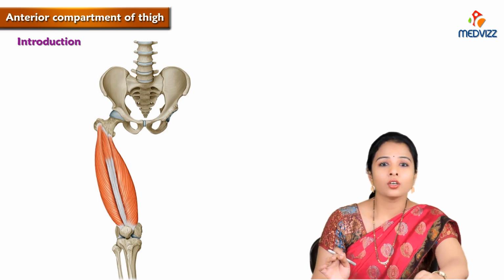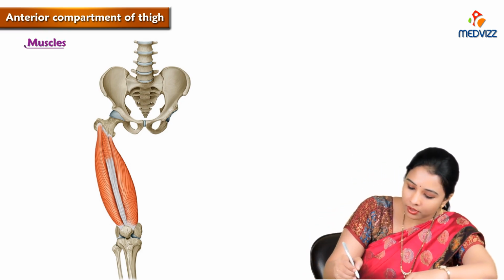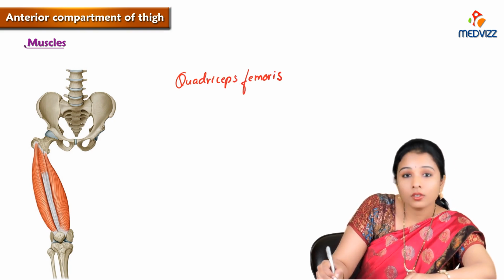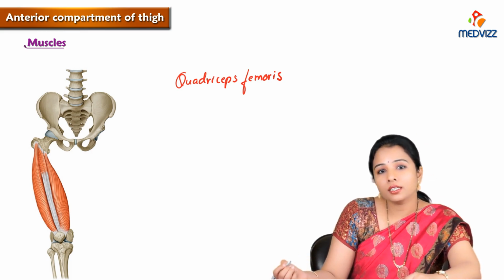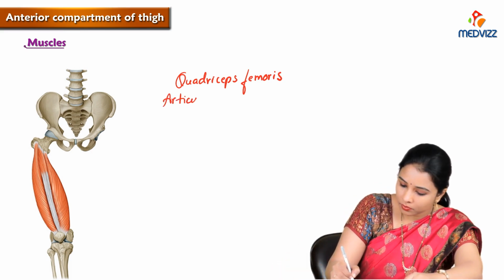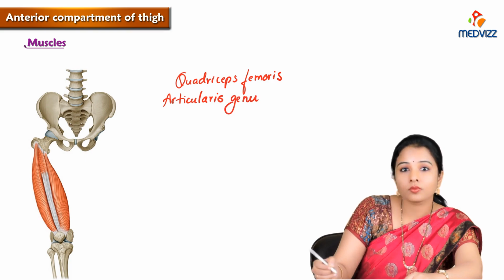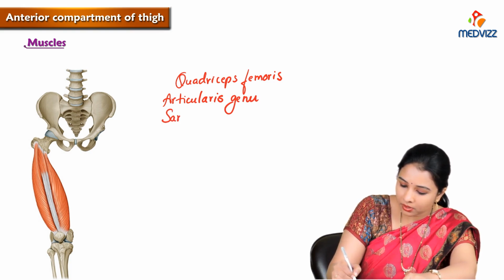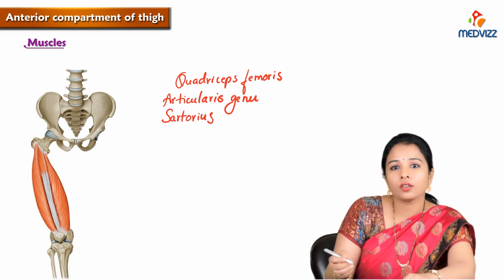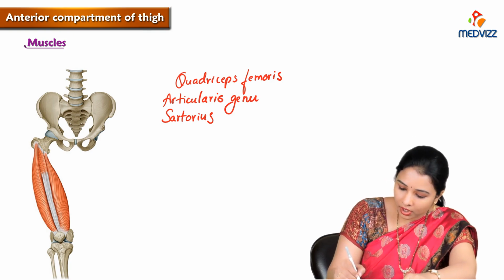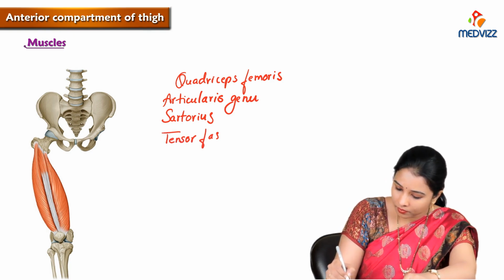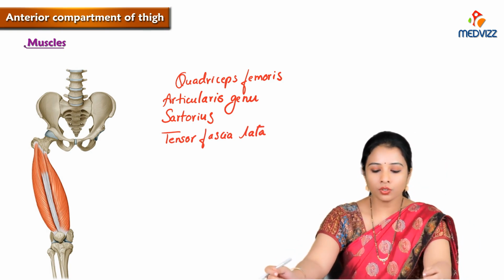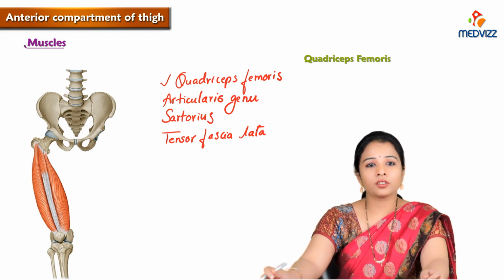So the muscles are quadriceps femoris. So we are going to discuss quadriceps femoris, articularis genu, Sartorius, which is also a superficial most muscle, and TFL, tensor fascia lata. So these are the muscles which we are going to discuss now. So starting with quadriceps femoris.